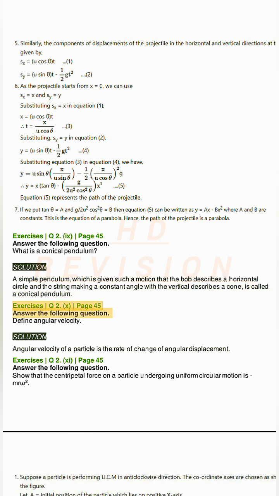Exercises Q2. X page 45. Answer the following question. Define angular velocity. Solution. Angular velocity of a particle is the rate of change of angular displacement. Exercises Q2. page 45. Answer the following question. Show that the centripetal force on a particle undergoing uniform circular motion is mv²/r.